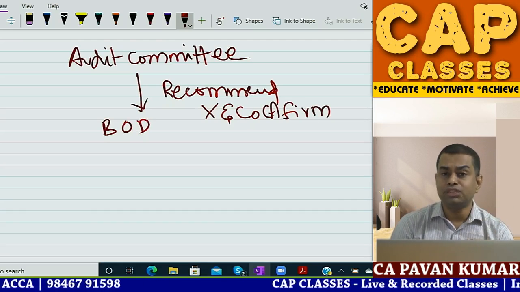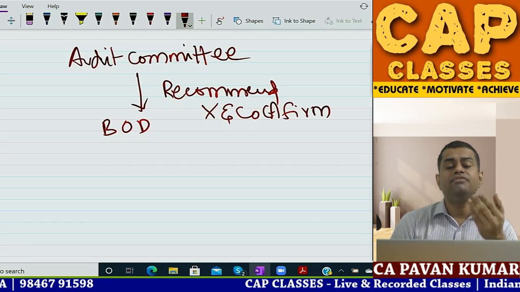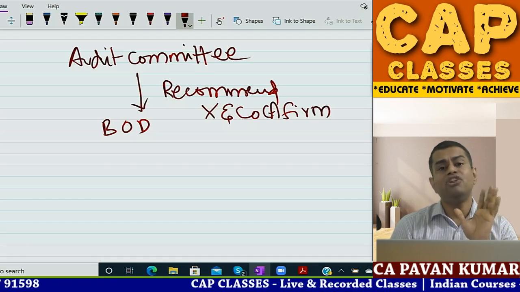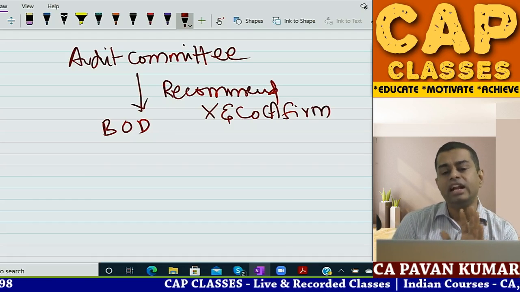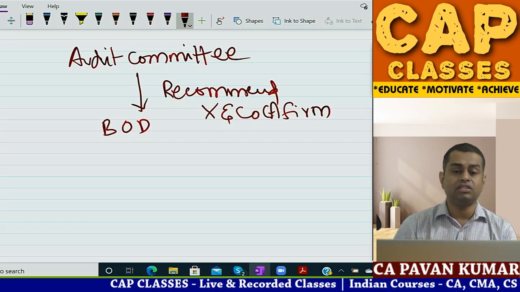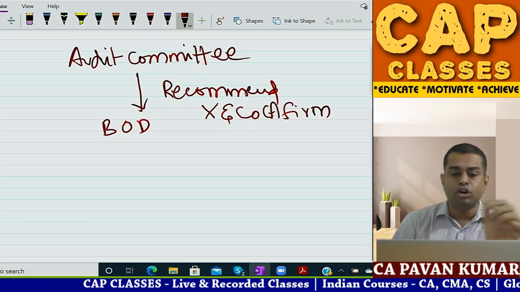99.9999% the board of directors will accept the recommendation. If they reject the recommendation, they will send it back to the audit committee and say, sir, we will not appoint X-End company, we will appoint Y-End company. Then the audit committee will discuss with the board. But that is an exception case. Normally, the audit committee recommends to the board of directors.